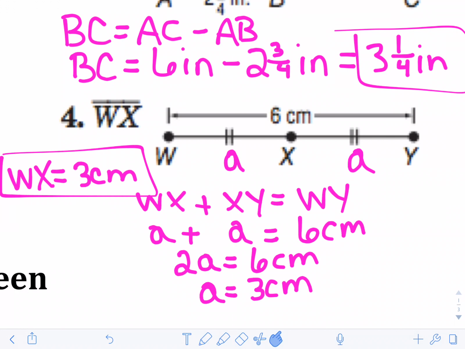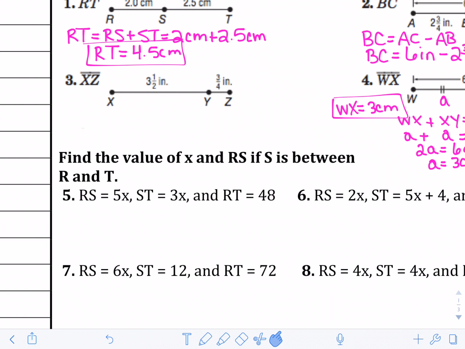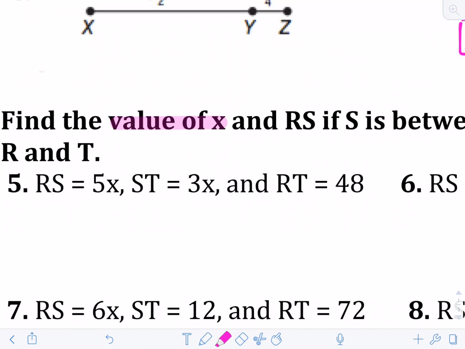I had some kids say, well, I just divided 6 by 2. That's completely okay also. All right, and you on your paper only have 5 and 6. So here we go. It says find the value of x and RS. So make sure you read the question very carefully. There's two things I have to find.